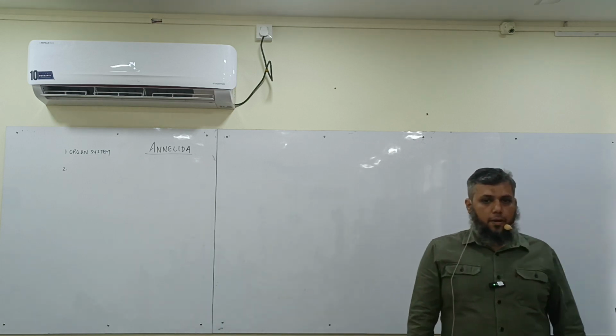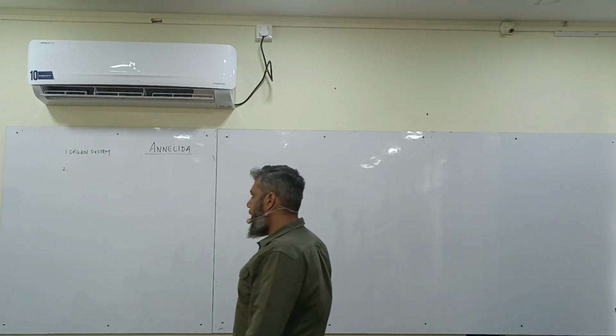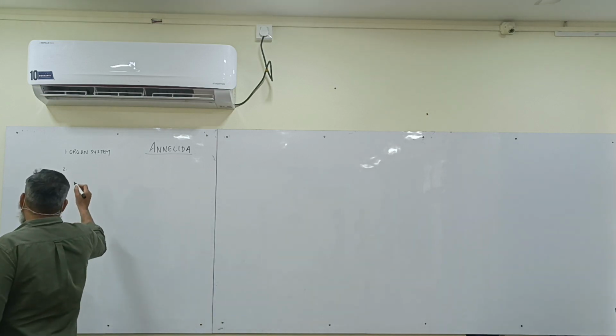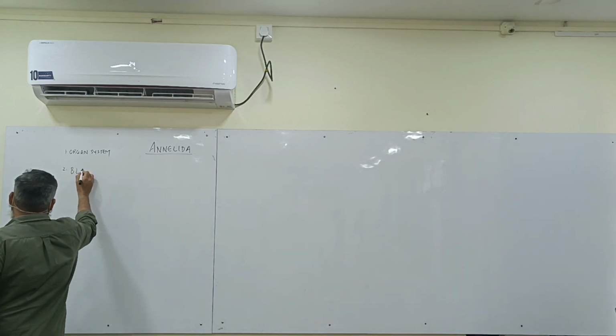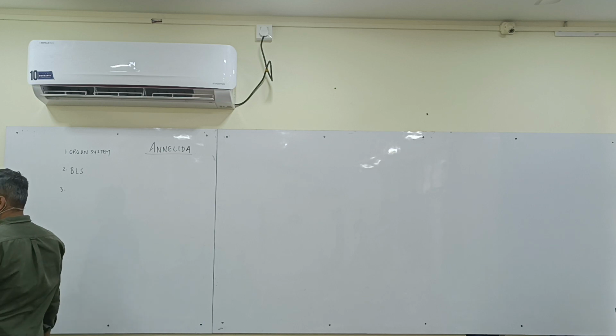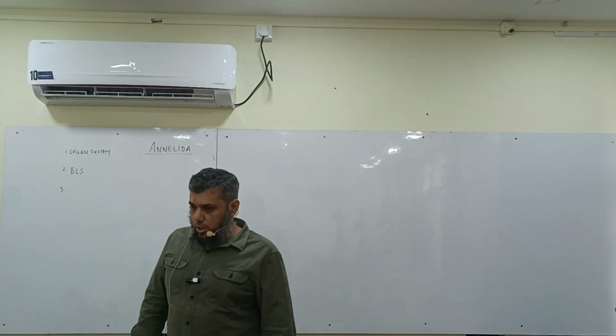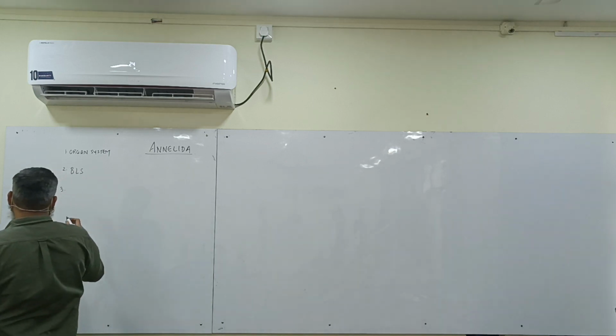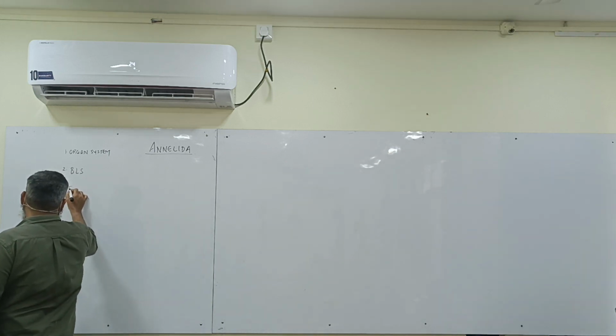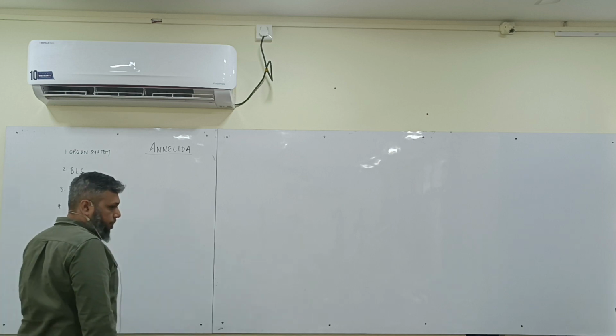What's the second point we do? Symmetry. Okay, so here we have BLS, that is your bilateral symmetry. What's the third point we do, guys? Coelom. So from here we see the presence of a true coelom. So I'll call them as Eucoelomata.